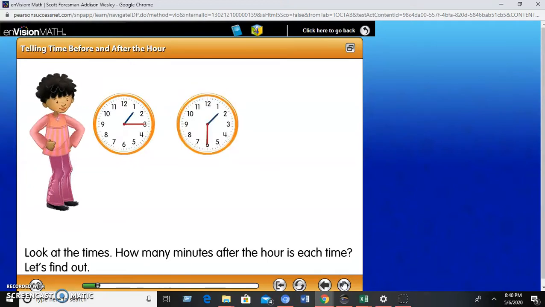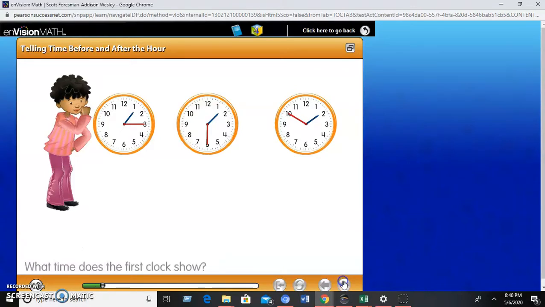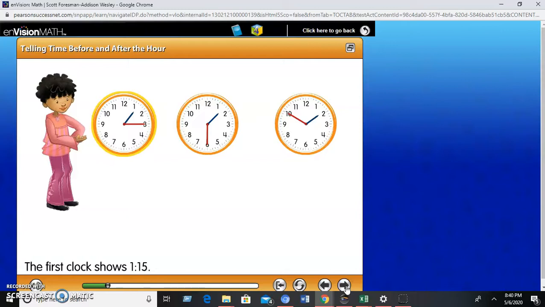Look at the times. How many minutes after the hour is each time? Let's find out. What time does the first clock show? So, first let's think about it. Which hand tells us the hour? The short hand tells us the hour. So it's 1 o'clock. 1 is the hour. And then we need to do minutes, which is along. 5, 10, 15. It is 1:15. The first clock shows 1:15.